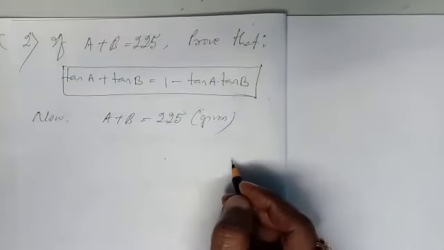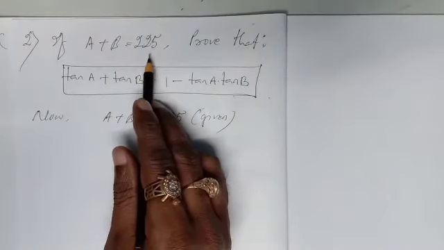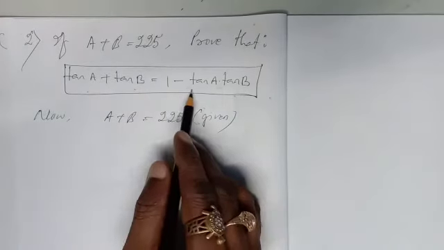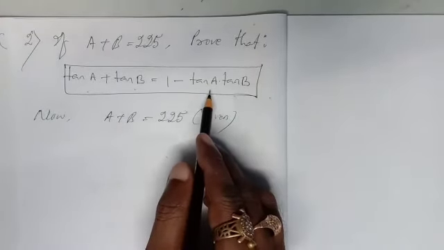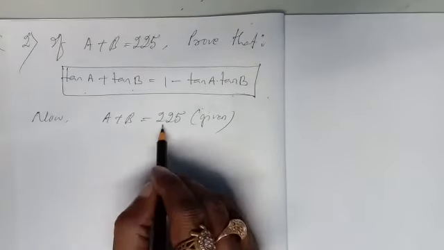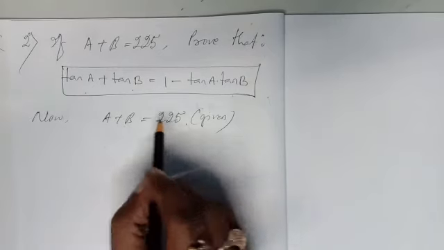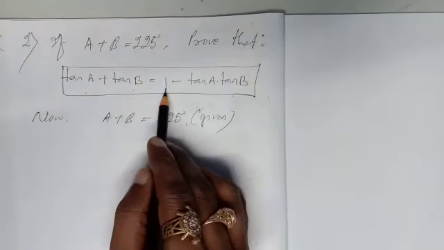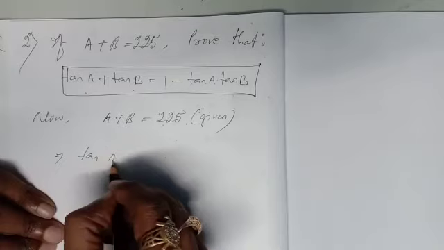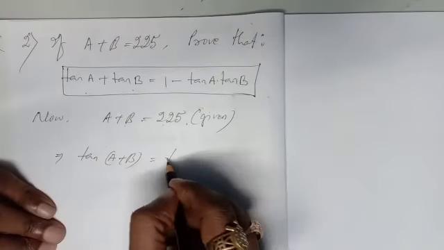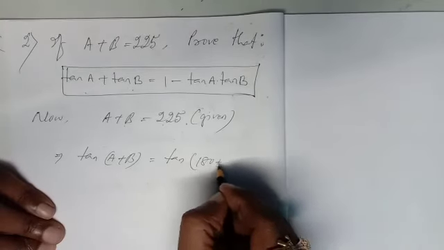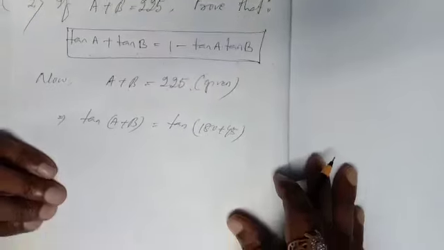Question number 2, it is given a plus b is equal to 225 degree, and you have to prove tan a plus tan b is equal to 1 minus tan a into tan b. This is a question I have taken from the book ML Aggarwal for ISC board. In this question, what is given? That is a plus b is equal to 225, and what is your requirement? That is tan a plus tan b is equal to 1 minus tan a into tan b. Taking tan both sides, this will be tan (a plus b), and this is tan 225. Just apply here for 225, 180 plus 45. Why I am doing this I will tell you later.